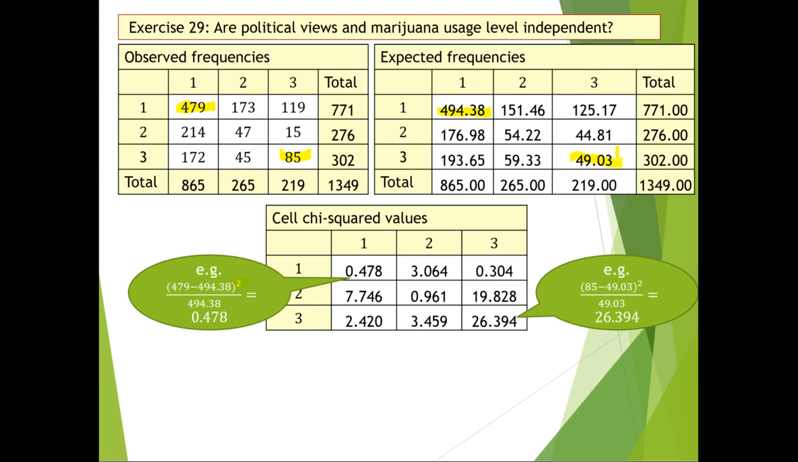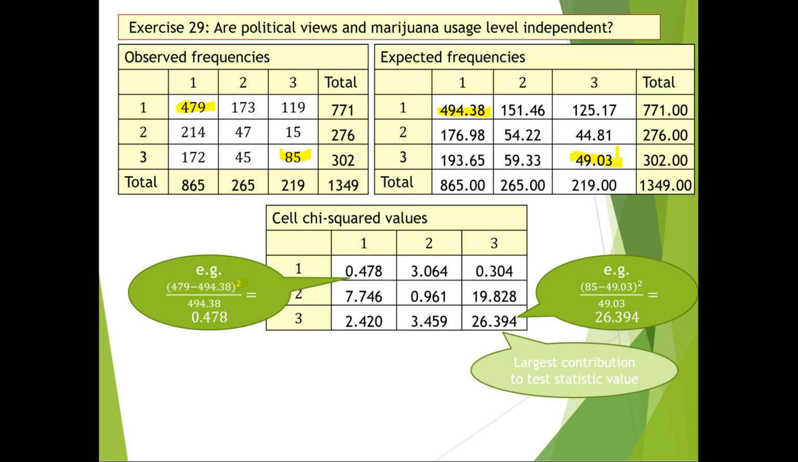Let's just look at the expected frequencies. Due to our large sample, we don't have any expected frequencies less than 5, so we meet the assumption of the test. And what we can also see from all these cell chi-squared values is that it is the third category of both factors that contributes most to the test statistic value.